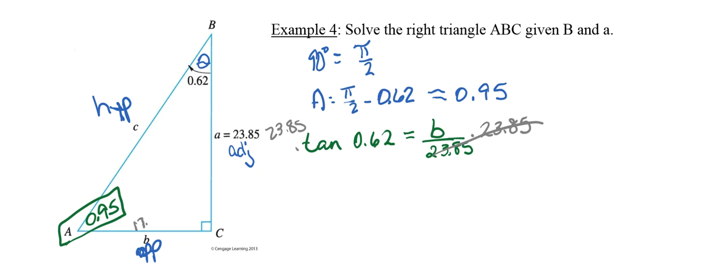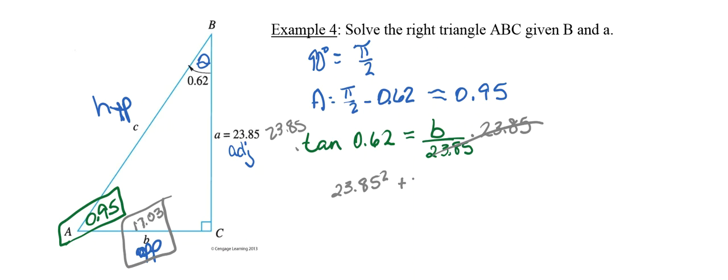Now A is 1, 2, 3, 4 numbers, so on 17 I'm going to go 4 numbers. 17.03. So now I know little b. All I have left is little c. Back to the Pythagorean theorem.